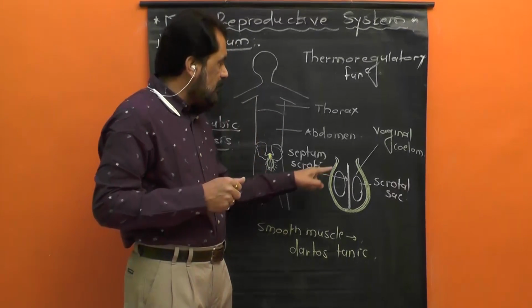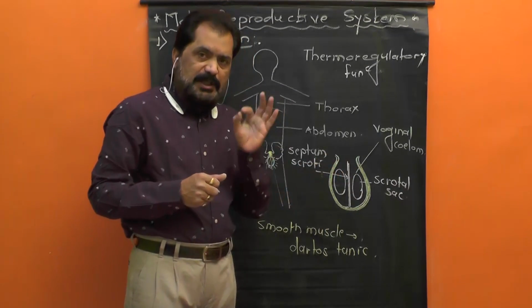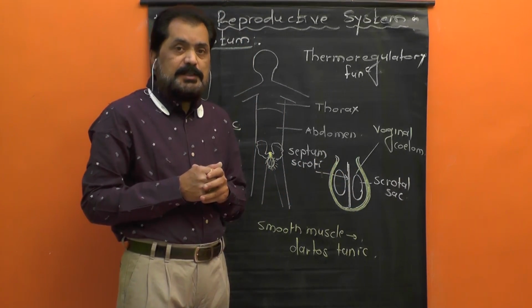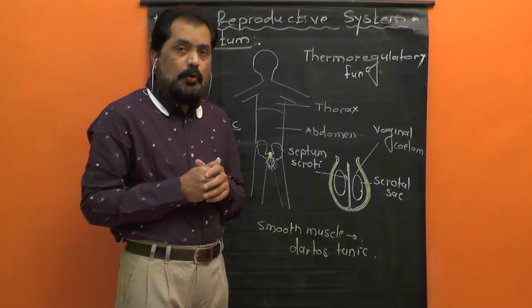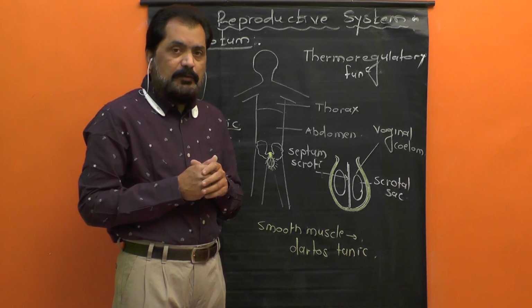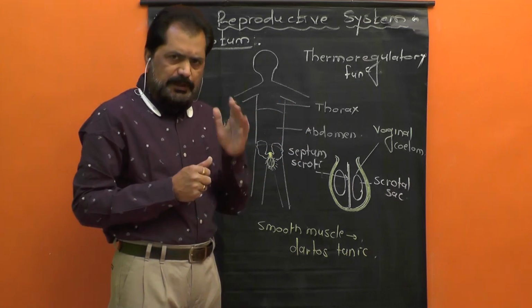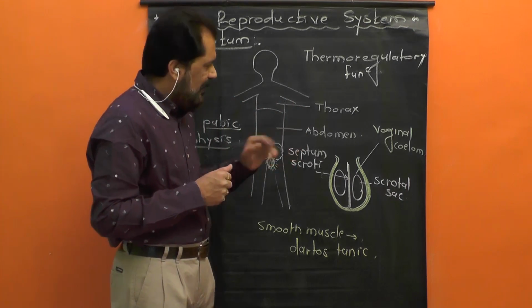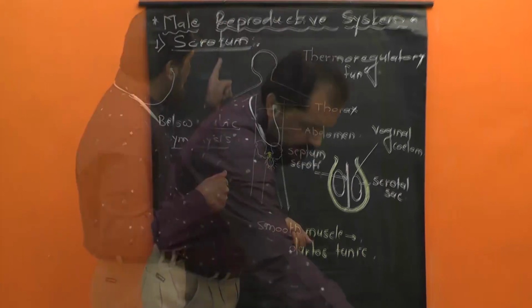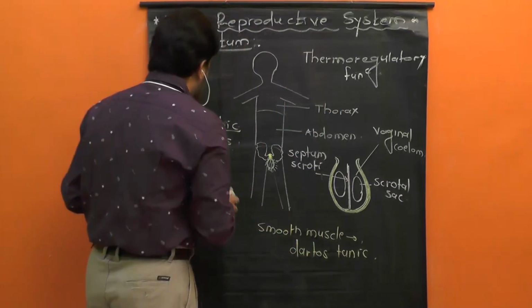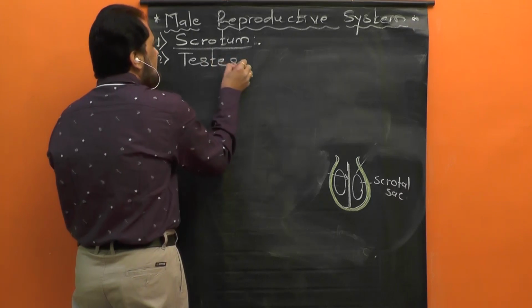In addition to that, the wall of scrotum is darkly pigmented. It is wrinkled and shows growth and development of hairs at sexual maturity, that is puberty. That's all about the scrotum. Now come to the second part, that is testes.